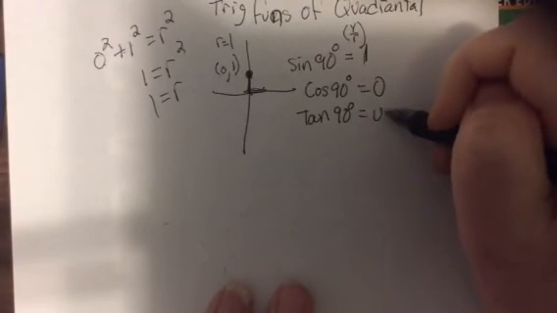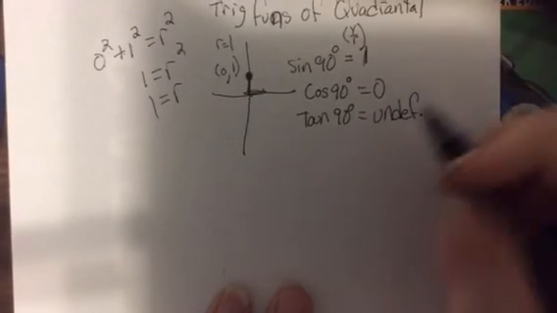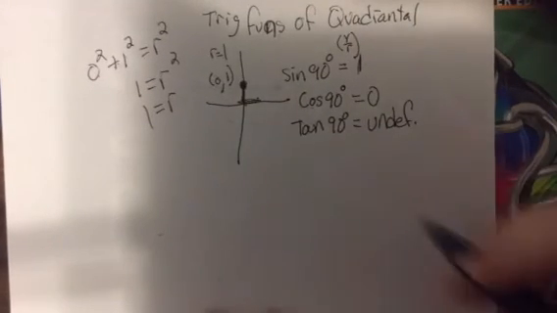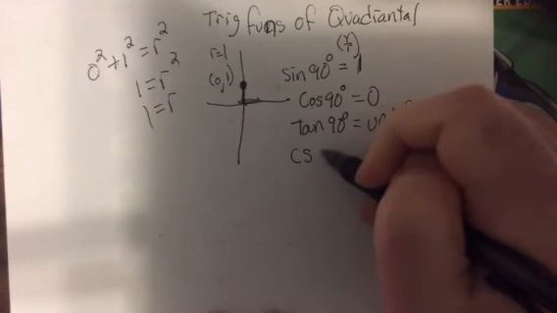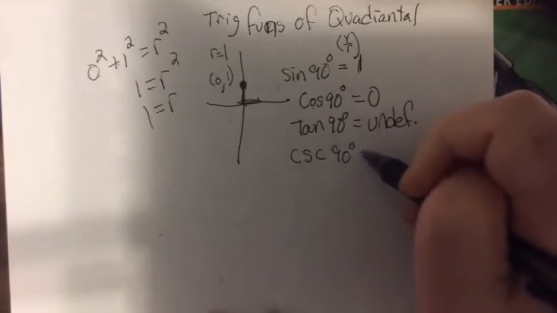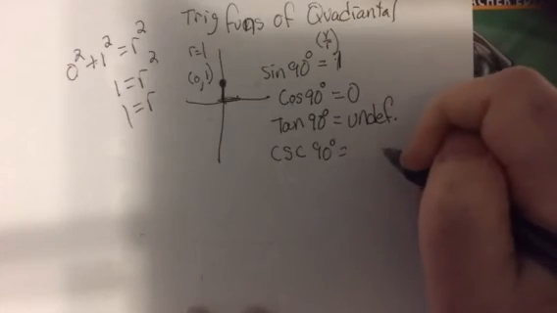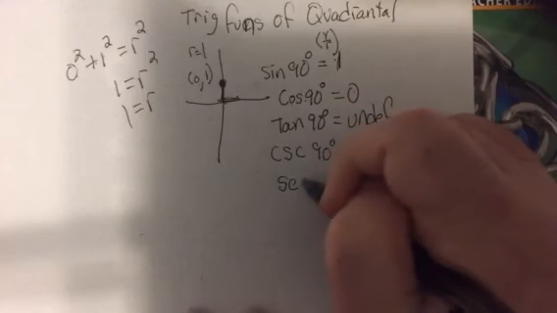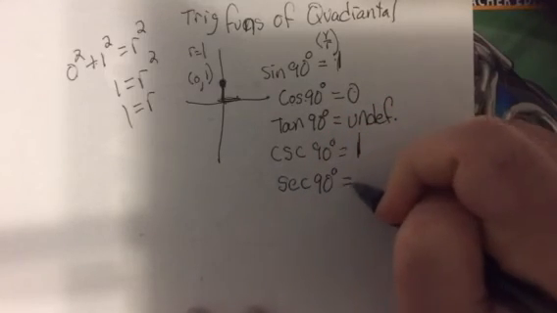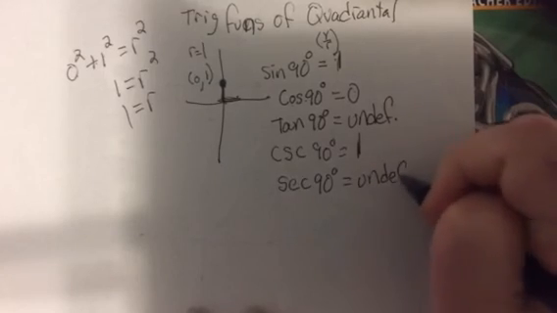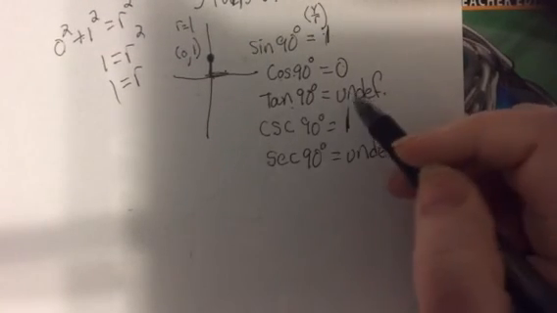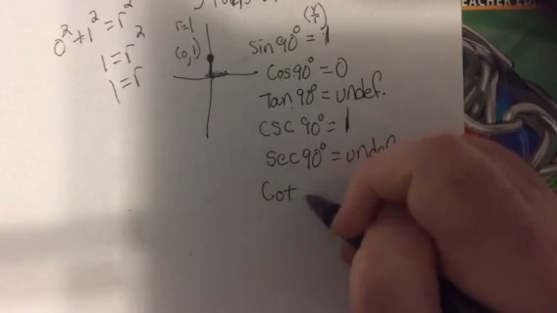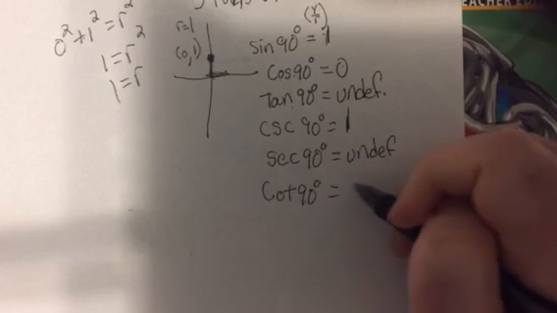So you actually can have trig functions that are undefined. Sine and cosine are always defined. It's the other four that can be undefined. Now, we know cosecant is the reciprocal of sine, so flip sine, there we go. Cosine is 0, so secant, the reciprocal, would be undefined. And tangent is 1 divided by 0, so flip it to get cotangent, and that would be 0.